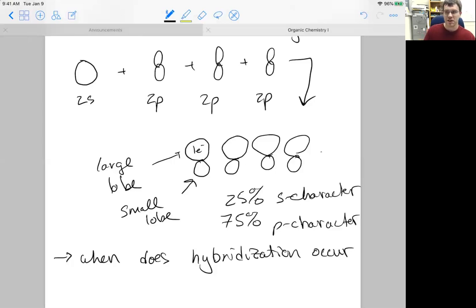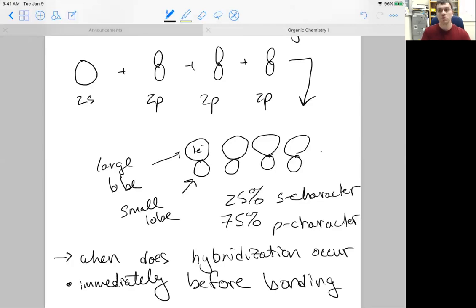But when does hybridization occur? This is one of these quantum phenomena, that hybridization, that is going from atomic orbitals to hybrid orbitals at the valence electron level, that happens immediately before bonding. That's it. So as soon as there are things that can bond to our atom of choice, it will then do hybridization very quickly.